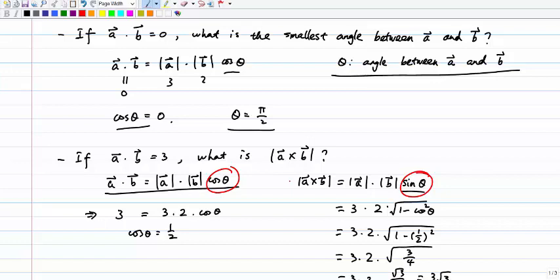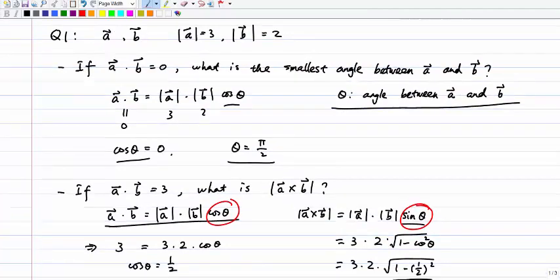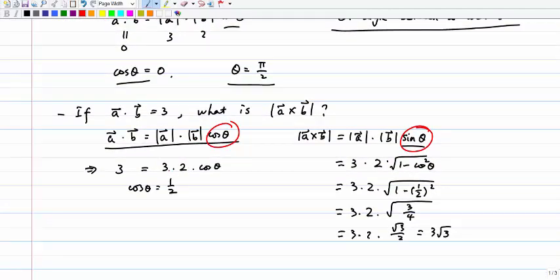The magnitude of a is 3, and the magnitude of b is 2, and a dot b is 3. So 3 is equal to 3 times 2 times cosine theta, so we can see cosine theta is 1/2. The relation between sine theta and cosine theta is cosine theta squared plus sine theta squared is 1. So sine theta is the square root of 1 minus cosine theta squared. I can use this to figure out sine theta.